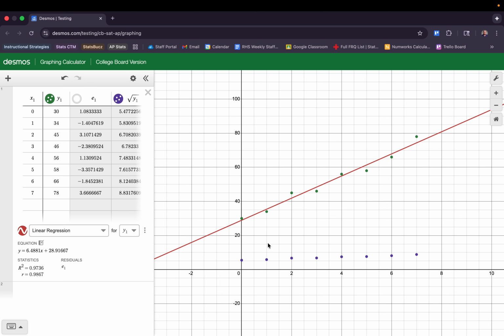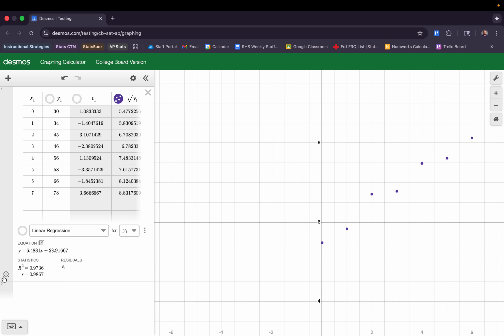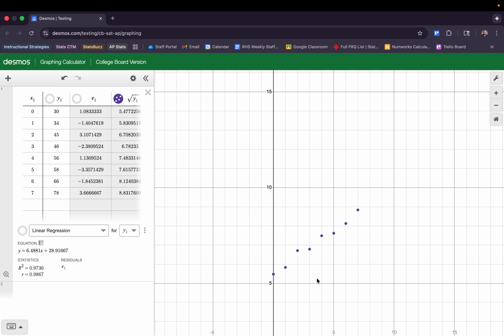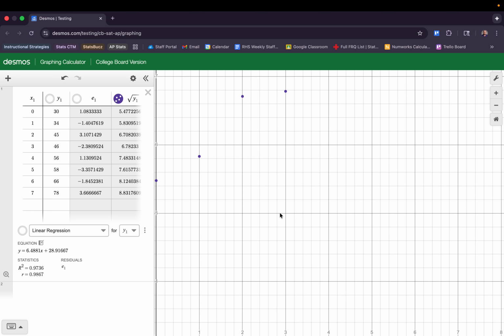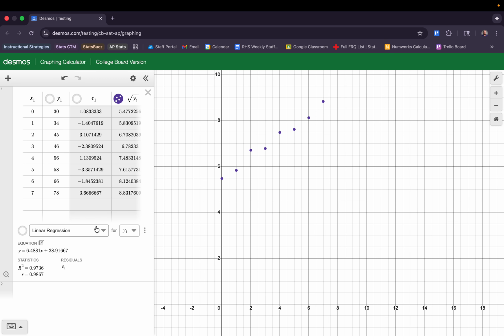But what if we just want to look at that square root transformation? Turn off our green y1s. And now we can see it's still not the best because it's still trying to graph this linear regression. You can turn off that linear regression and see a little bit better here. I think the best thing we can do, though, is actually go down here to y1 and switch it to square root of y1.